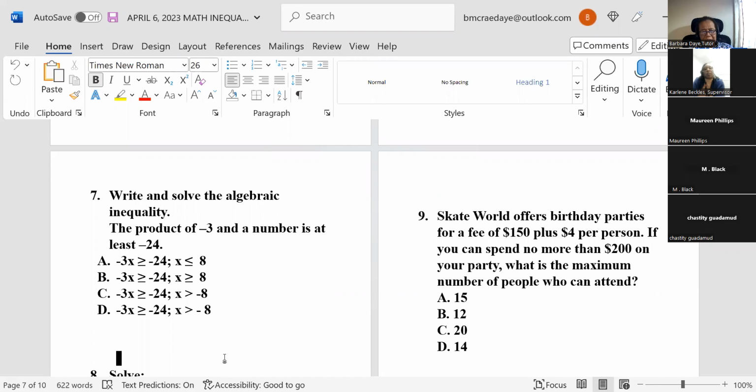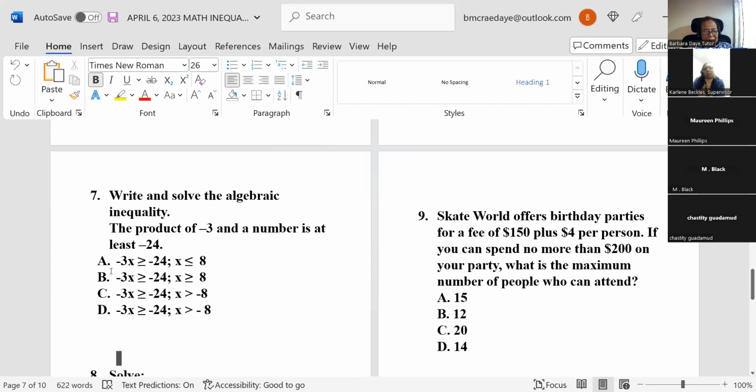Maureen, what does at least mean? Greater, less than, greater, how is it? At least means which inequality? Greater than or equal. That's right. It means greater than or equal. Well, it's right here, Mercedes. They all have greater than or equal, right?